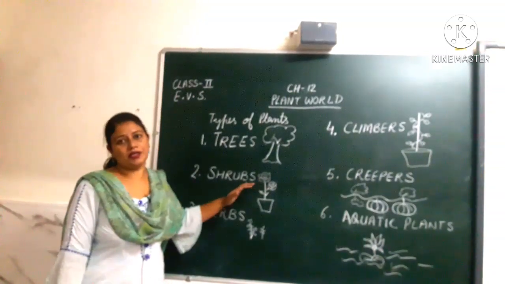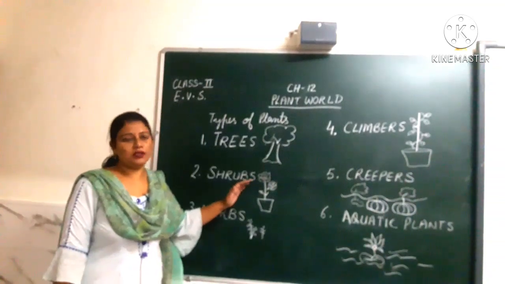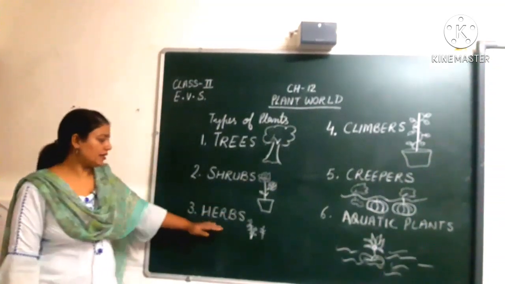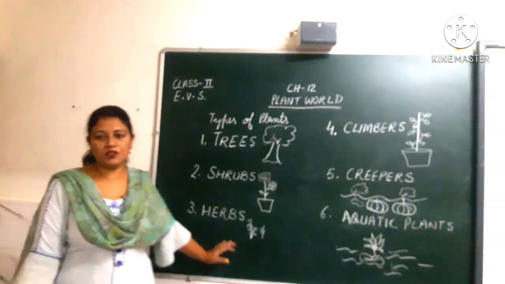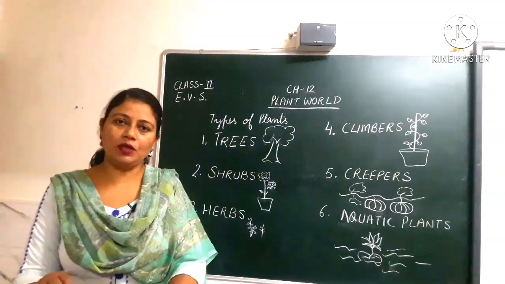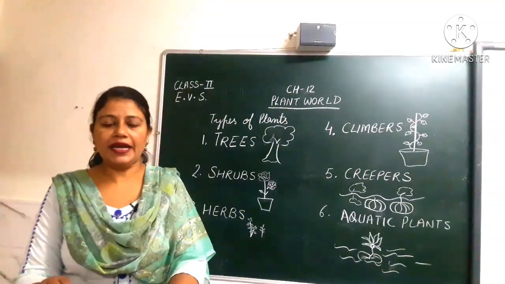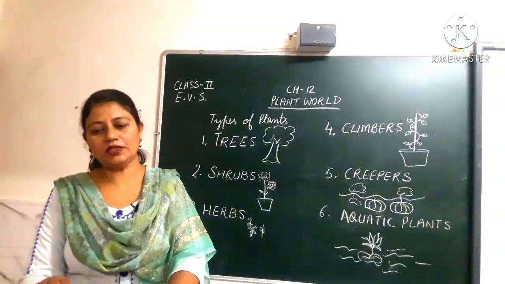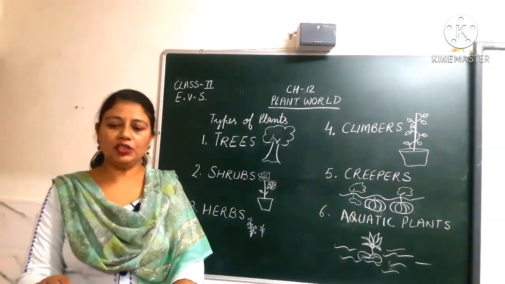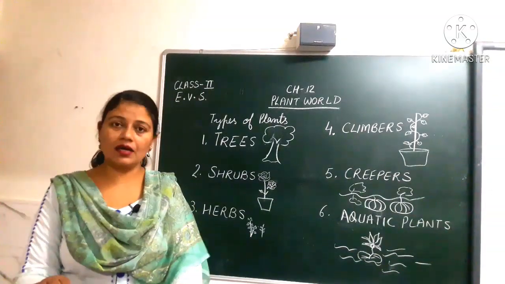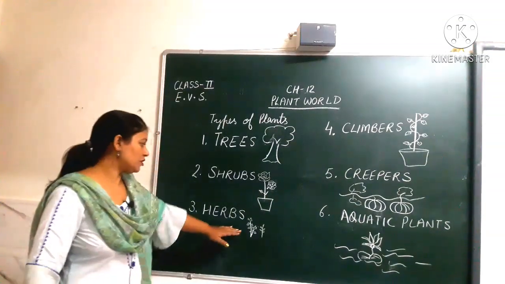That is called shrubs. We call them shrubs. And next one is the herbs. Herbs are very small plants, with soft and green stems. Mint, coriander and grass are called herbs.